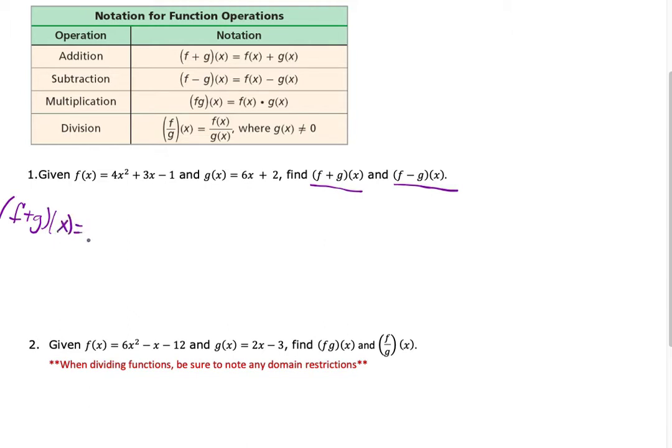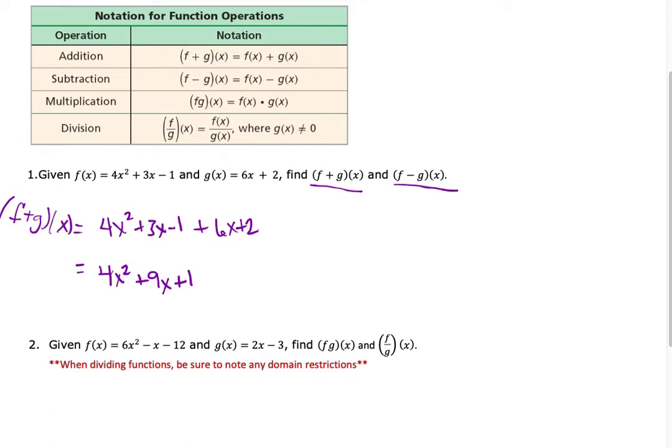I don't know why my stuff's so crooked today. To add these together, I'm going to literally just put in the two functions, my f of x here and my g of x here, and it's just adding, so I didn't need parentheses. Now I'm just going to combine my like terms. So I have a 3x and a 6x, 9x, negative 1 and a positive 2 is a positive 1.